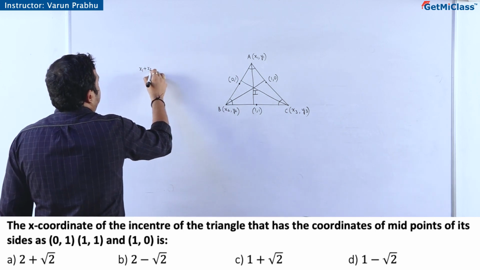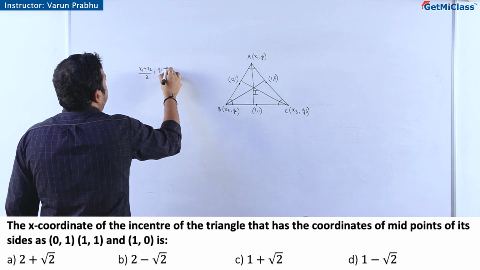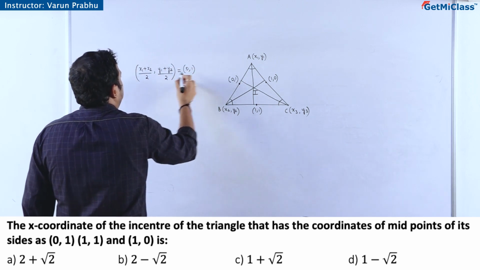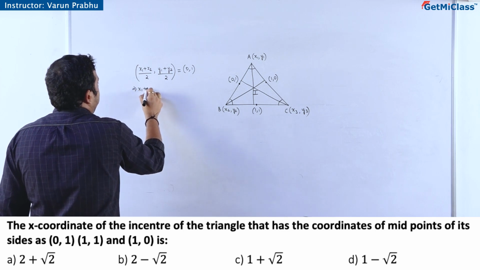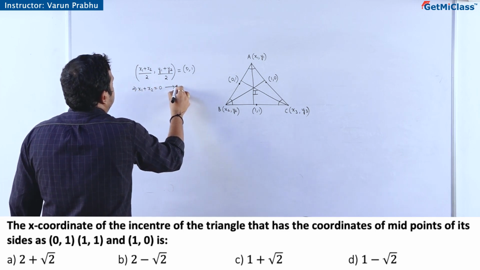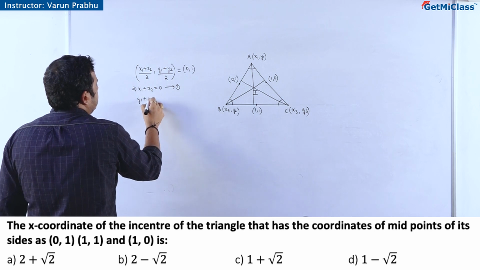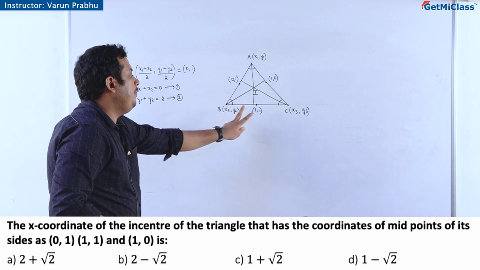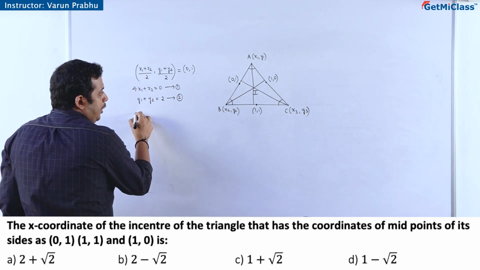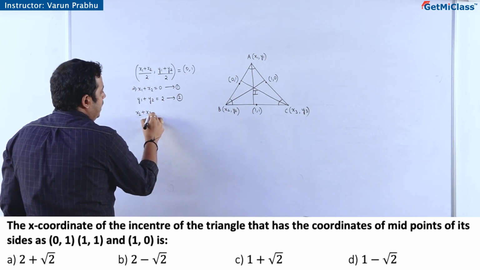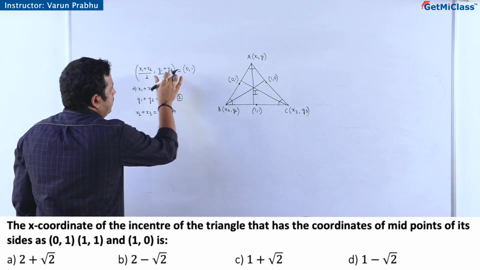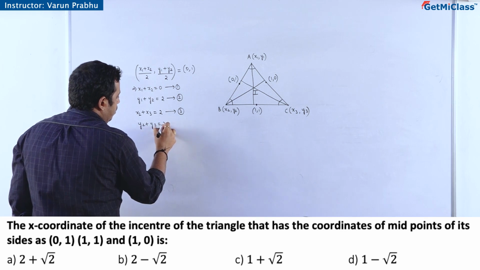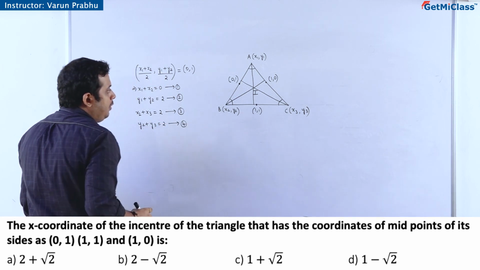So I can now say, (x1 plus x2) divided by 2, (y1 plus y2) divided by 2, that is equal to (0, 1). So this implies x1 plus x2 is equal to 0. This is equation 1. And y1 plus y2 is equal to 2. This is equation number 2. Very similarly, if you consider BC as the midpoint, I can say x2 plus x3 is equal to 2, right? Same formula you apply. Equation 3, and you will get y2 plus y3 is equal to 2. Same formula, equation number 4.